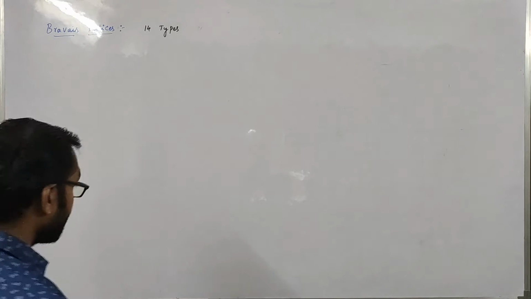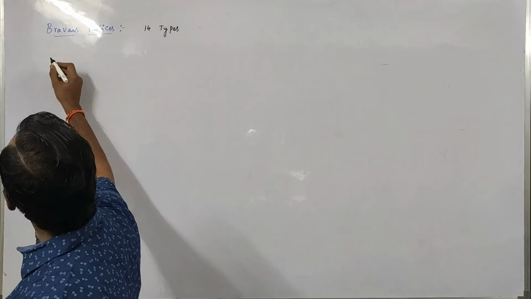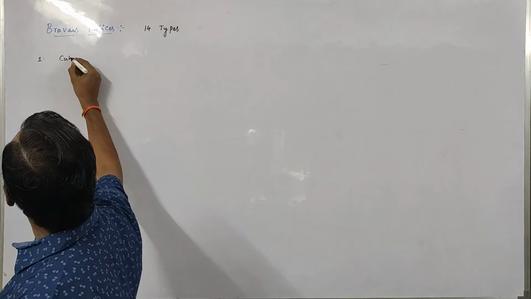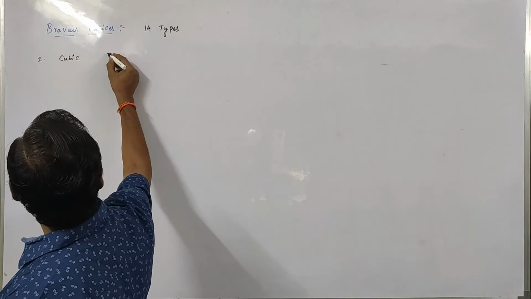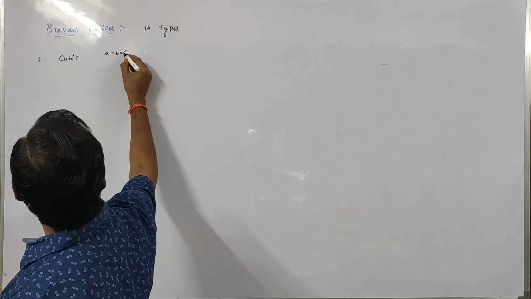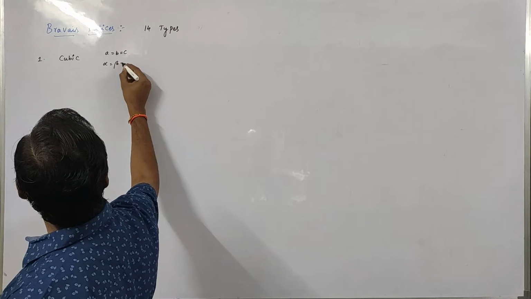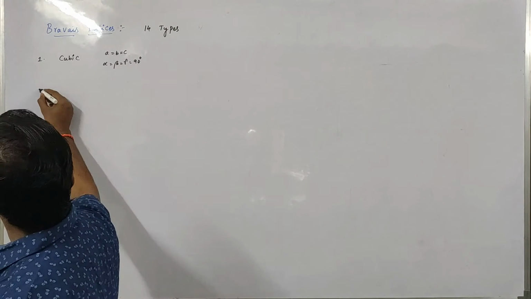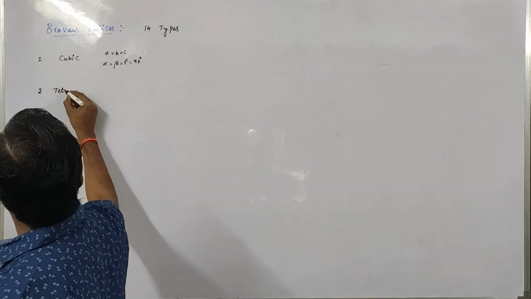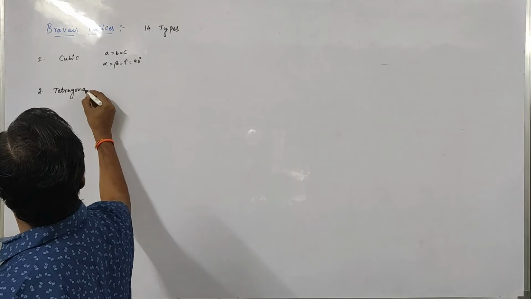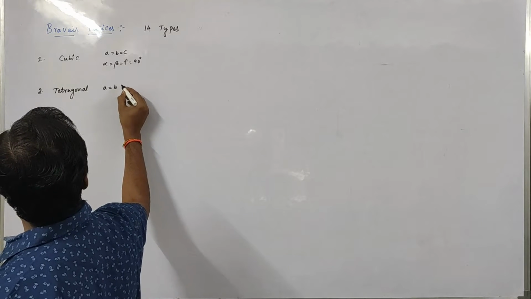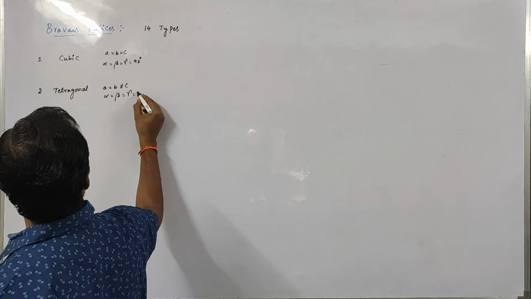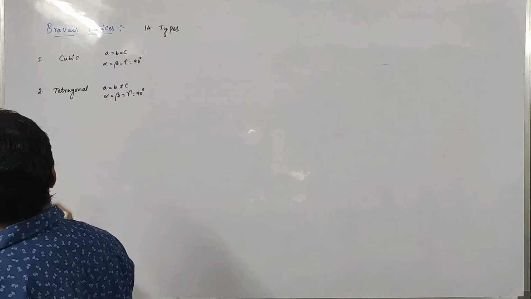So how many crystal systems are there? 7. What are they? Cubic, simple cubic: A equal to B equal to C, alpha equal to beta equal to gamma equal to 90 degrees. Next, tetragonal: A equals B not equal to C, alpha equal to beta equal to gamma equal to 90 degrees.